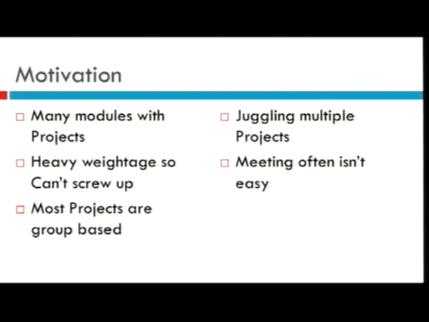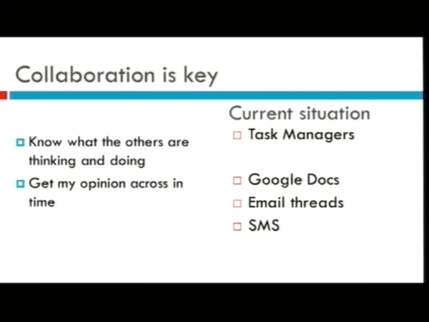And we also have the problem of meeting up with our project group mates. Though in this world, it's always possible that you can communicate online, but still meeting is really important to get work done. And we need a good app to schedule your meetings. So collaboration is the key. Knowing what others are doing in my project group and knowing what they're thinking and doing is really important, so that I can get my opinion across in time, so that it can make any difference at all.